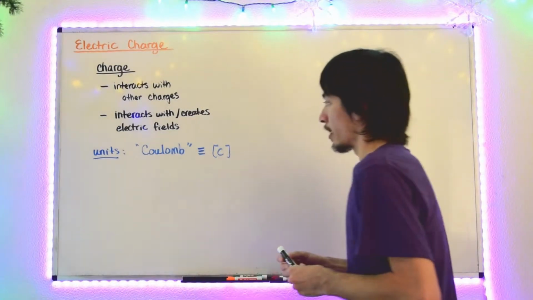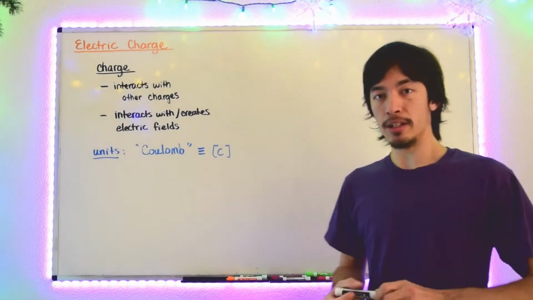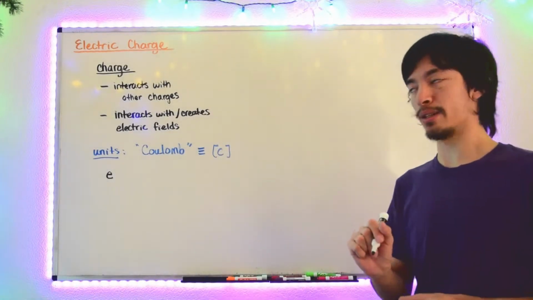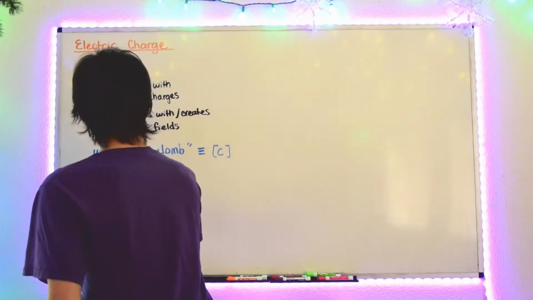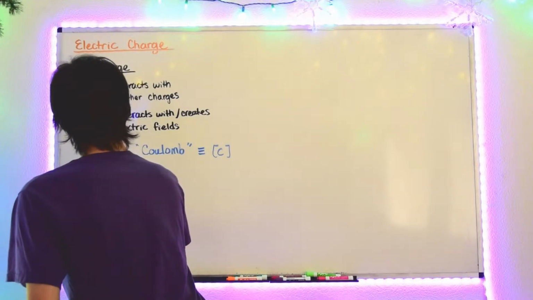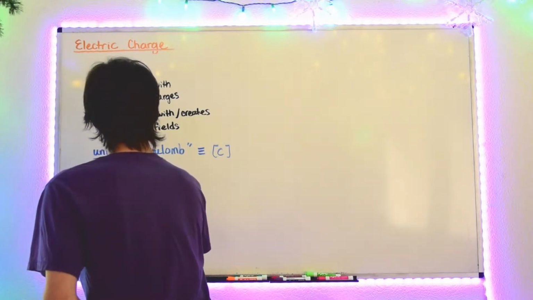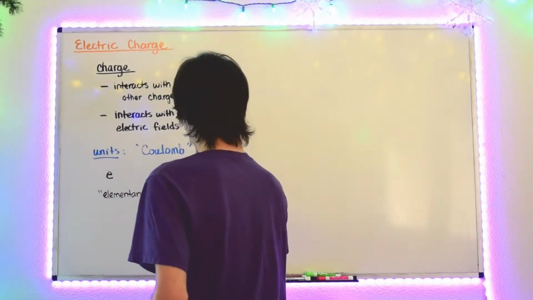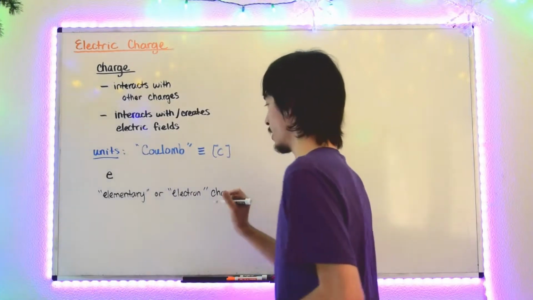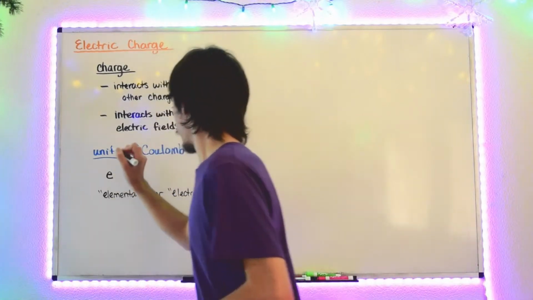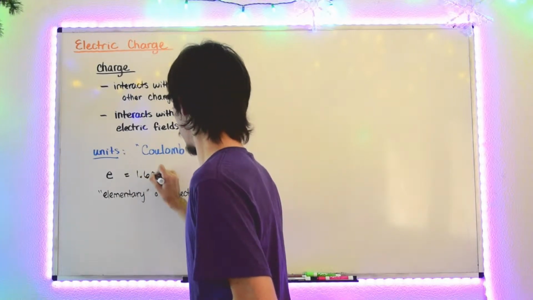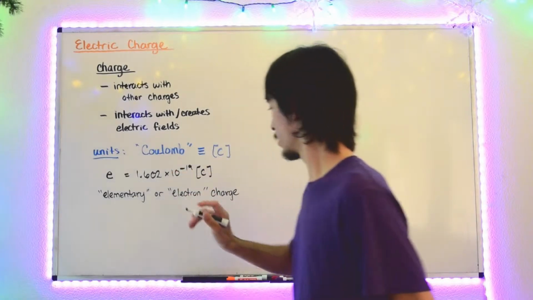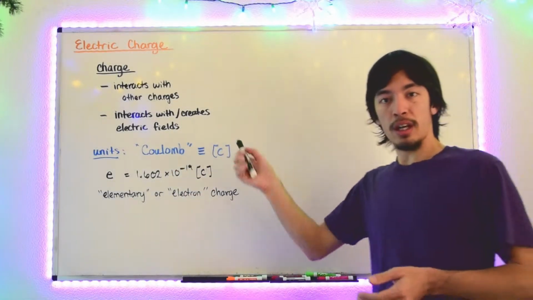There is a common constant that we use a lot. We represent this with the letter E. So this is a numerical constant. E is sometimes called the elementary or electron charge. And the value of it is 1.602 times 10 to the minus 19th coulombs. So that's a given constant.